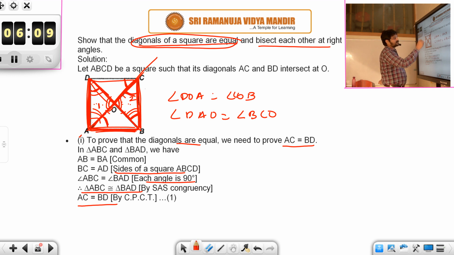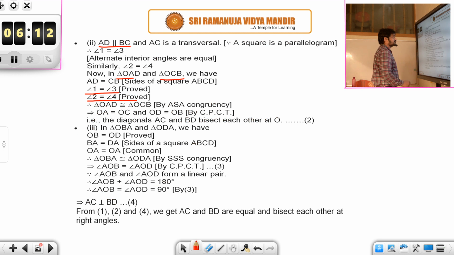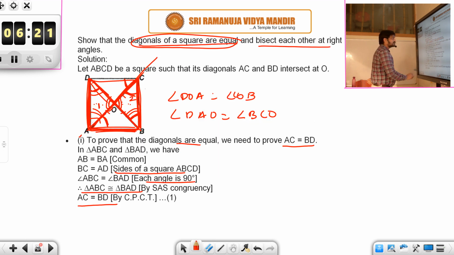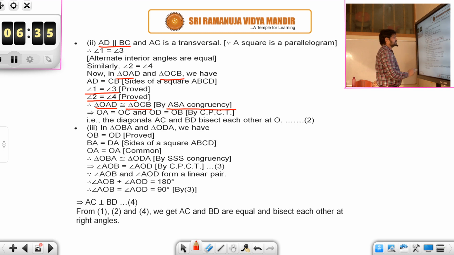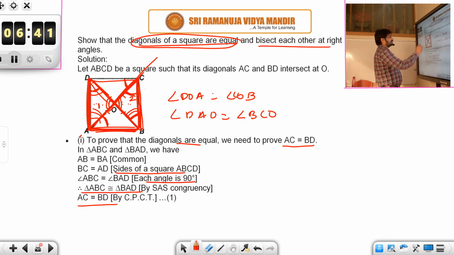Triangle DOA will be congruent to triangle COB. Triangle OAD or DAO is congruent to triangle OCD by angle side angle congruency. Why? Because AD is equal to CB, because this being a square, right? So using ASA congruency, we could show that these two triangles are congruent. So once we prove that by ASA congruency, by using converse property of congruent triangles, we could say OA is equal to OC.